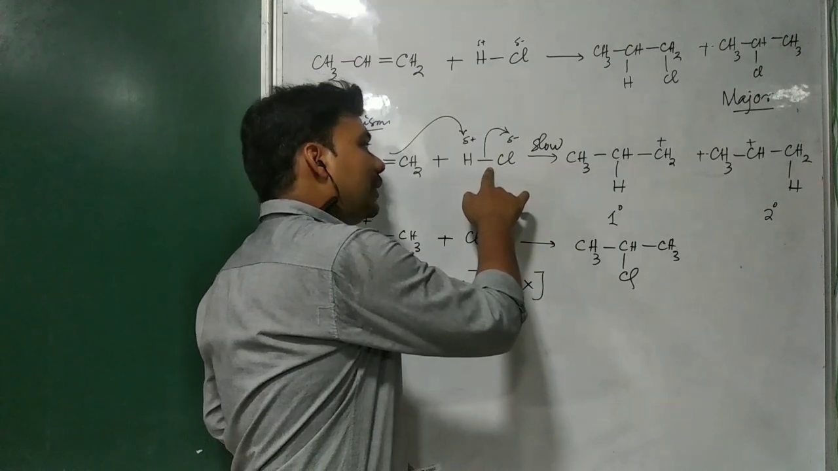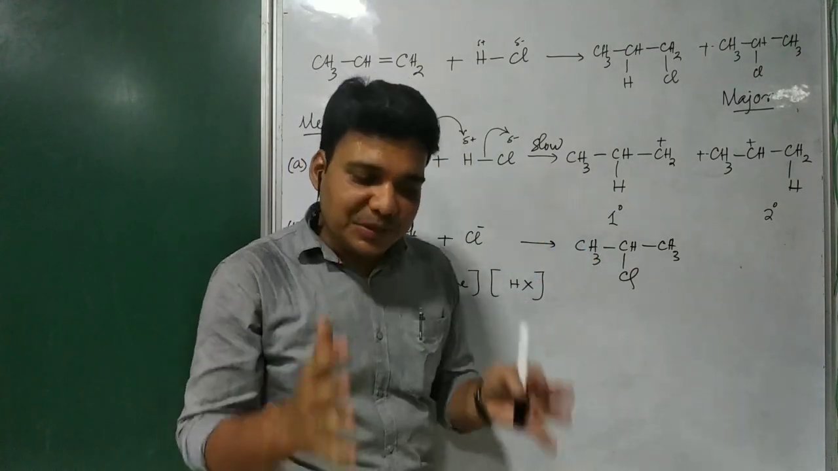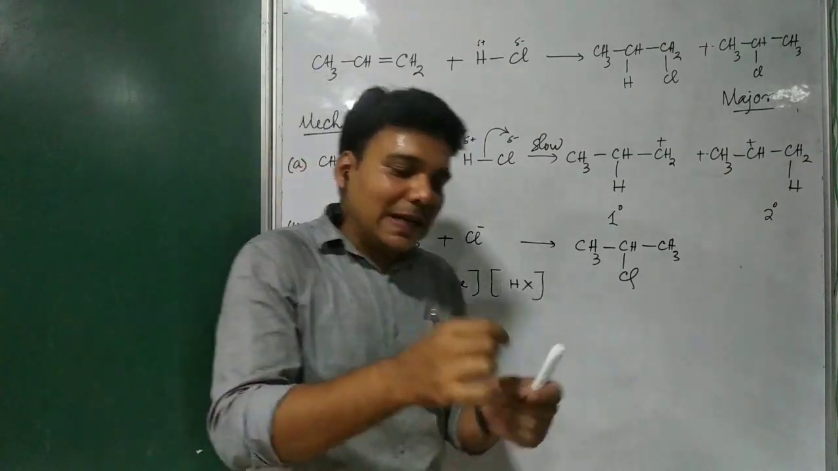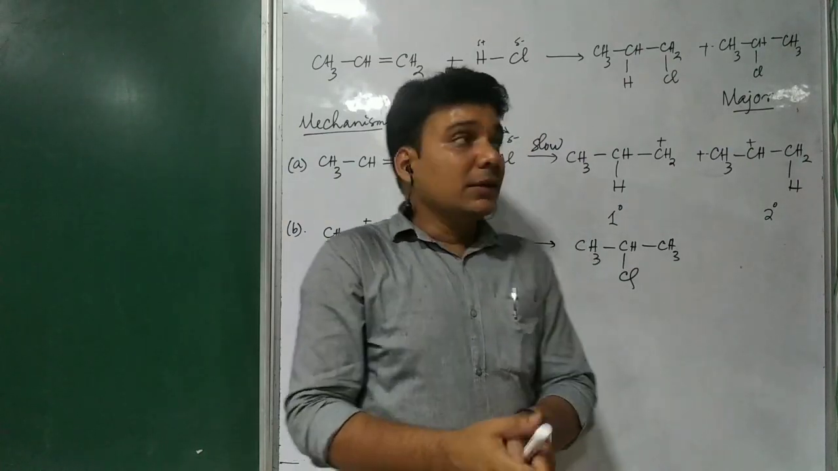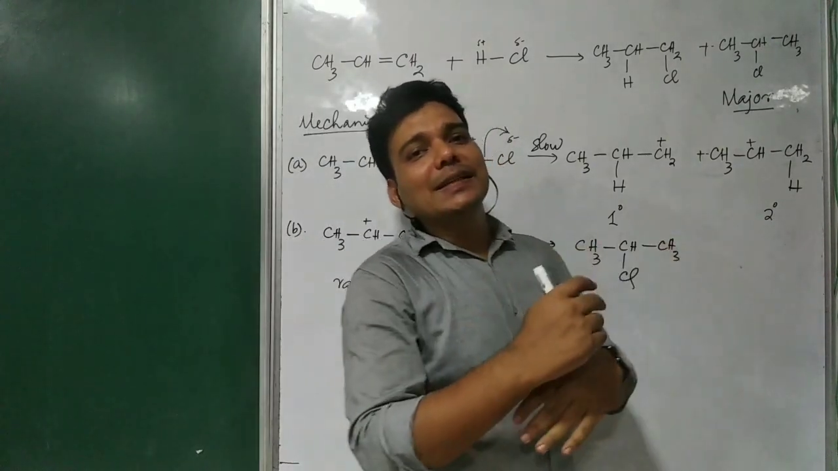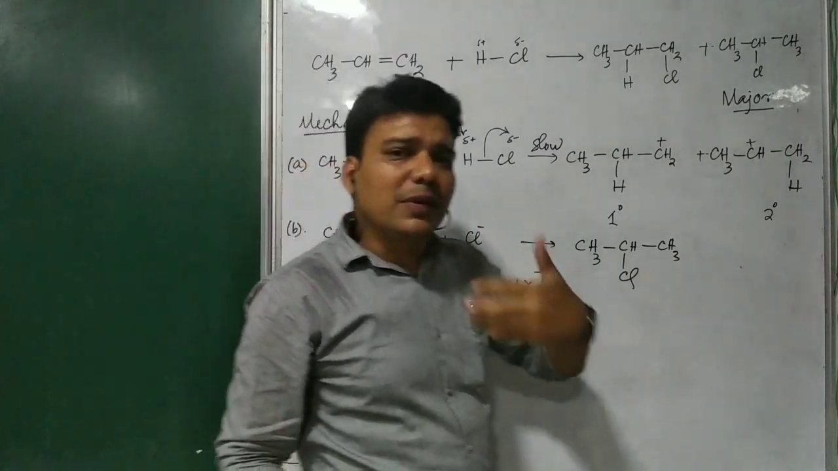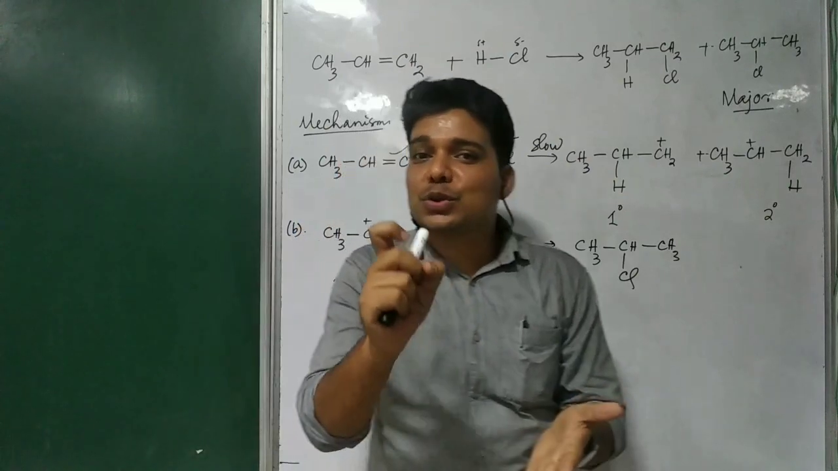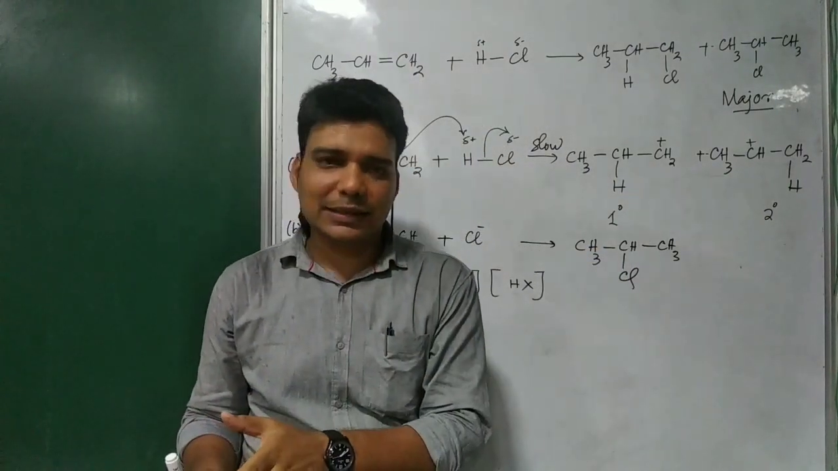If I take HI, then the H-I bond will be broken. If HBr is taken, then the hydrogen-bromine bond will be broken. And if HCl is taken, then the hydrogen-chlorine bond will be broken. The bond which can be broken easily, that step will occur faster. Then if we compare the bond strength in HI, HBr and HCl, then what happens?